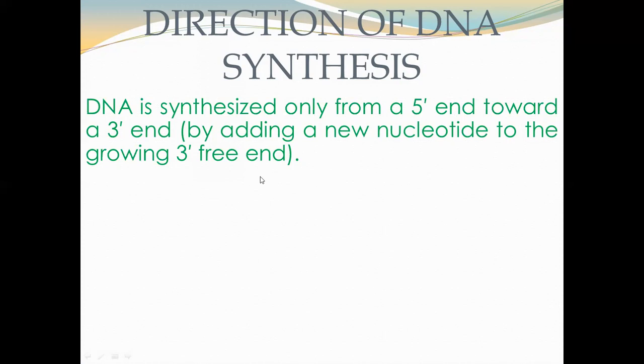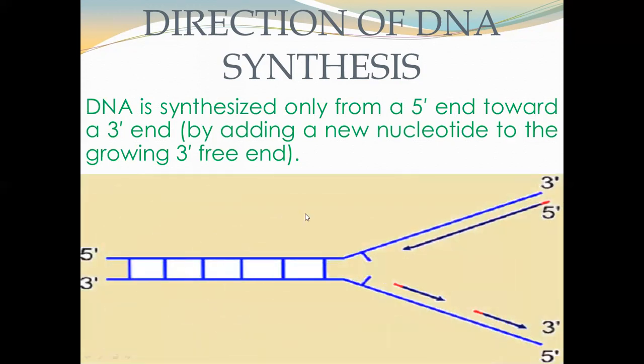So during the replication process, in which two new DNA molecules are synthesized, this synthesis goes from the 5' end to the 3' end. This is shown diagrammatically here in the DNA duplex: one strand runs from the 5' end towards the 3' end, whereas the other strand runs from the 3' end to the 5' end.